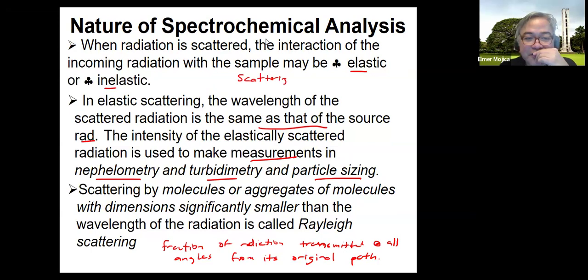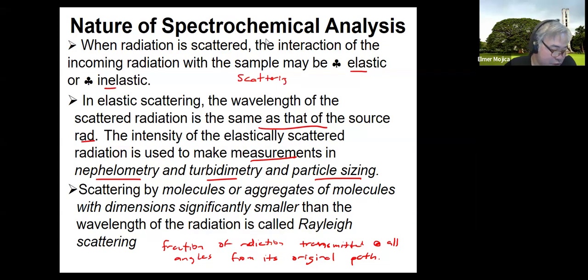Especially turbidimetry. So usually what do you expect? You have a turbid sample. Okay, so what you do is, if you have a turbid sample, maybe you pass a light source through it and determine the scattered light. So what is the difference between the two, nephelometry and turbidimetry?